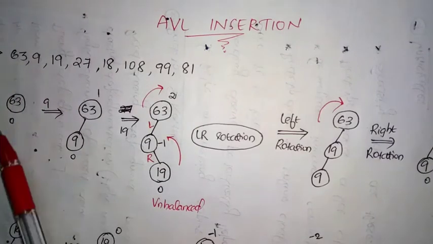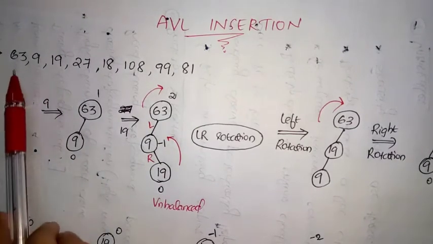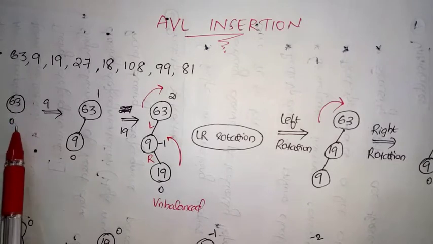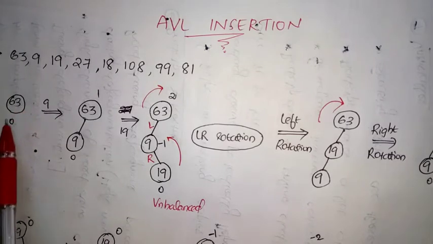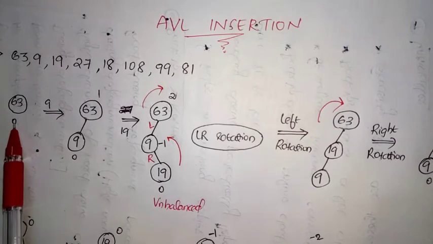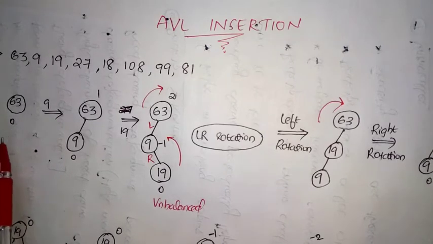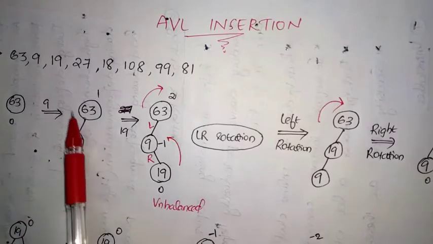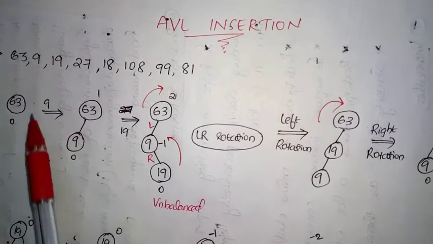Let's take the first node, that is 63. First element 63 is placed in a node. Now let's calculate the balancing factor of this node. Since this is a leaf node and does not have any left or right child, the balancing factor of this node is 0. So obviously it's a balanced tree. We can insert the next node, that is 9.